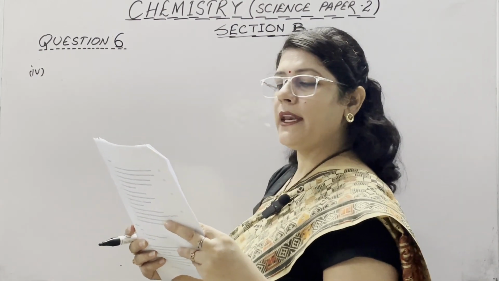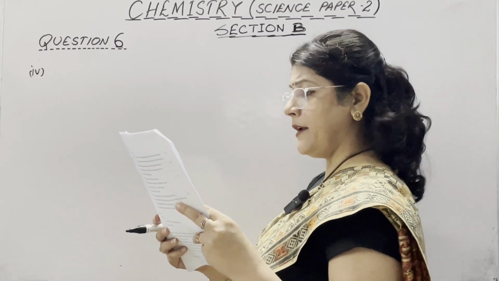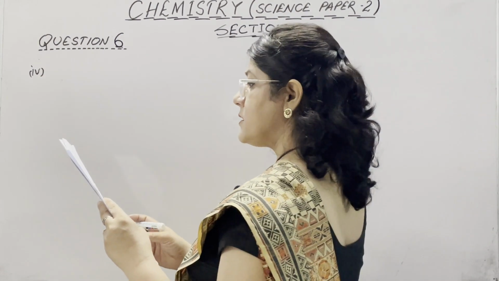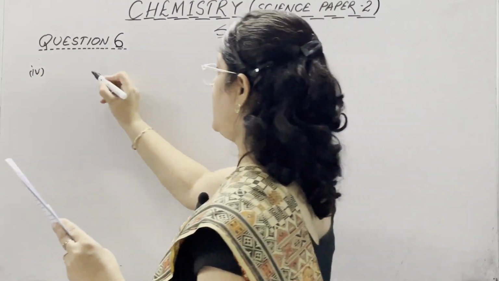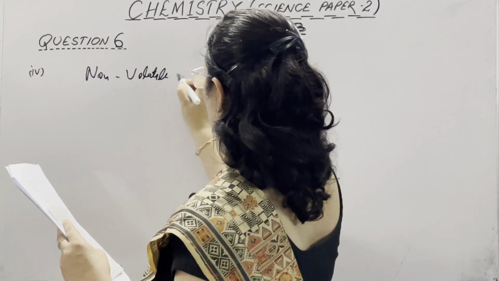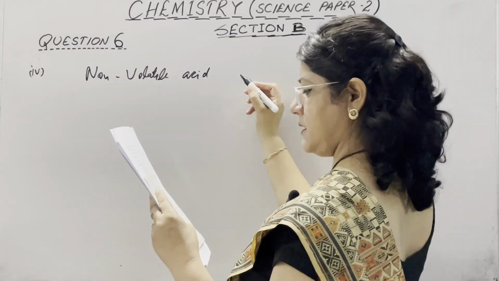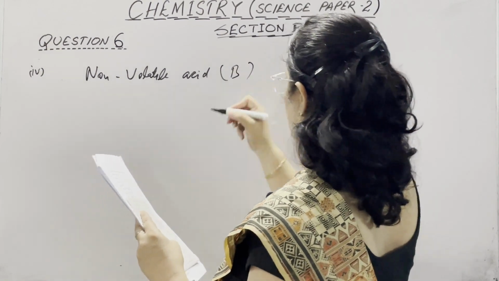In the first reaction, NaNO3 plus sulfuric acid produces NaHSO4 and nitric acid. So here, sulfuric acid is acting as a non-volatile acid. We know this property, and here this is given at B point. So our answer is B.